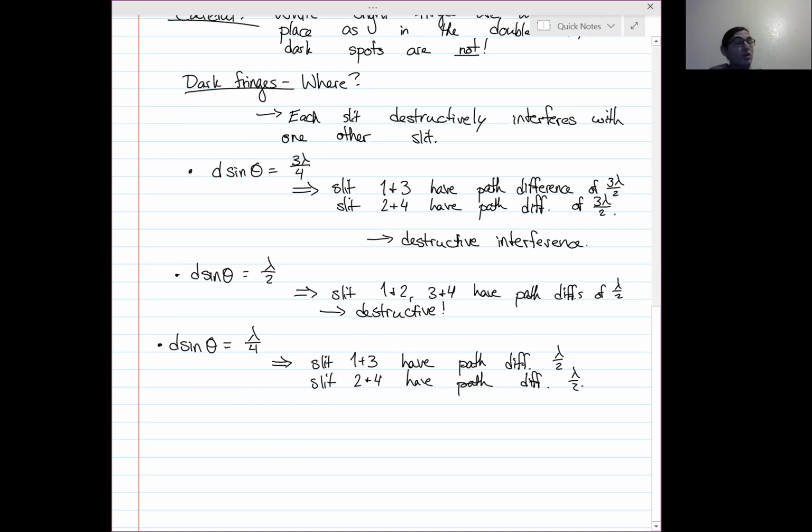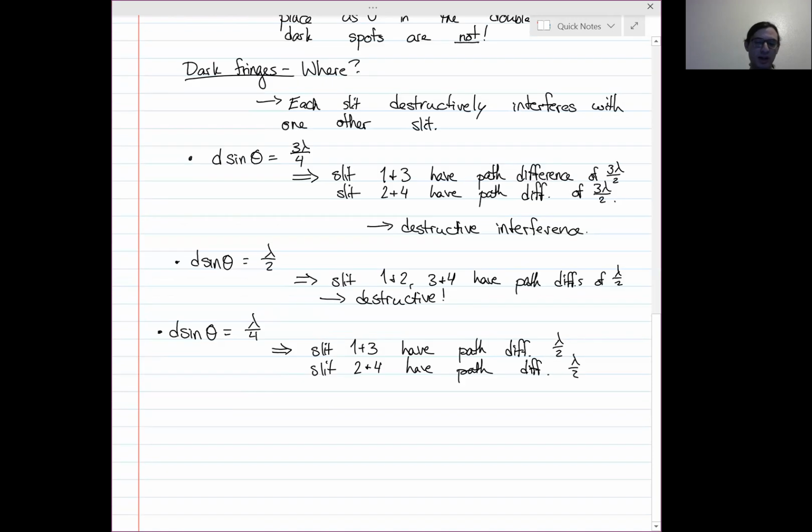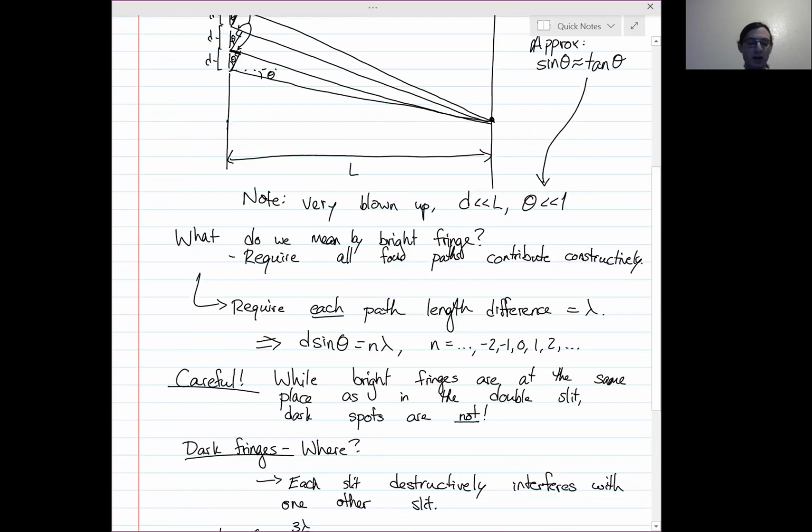So this sort of argument will work for more slits. It's just the easiest to observe for just 4. I'll leave it at that. But yes, it does generalize. So what does this mean? That means there is one bright spot.